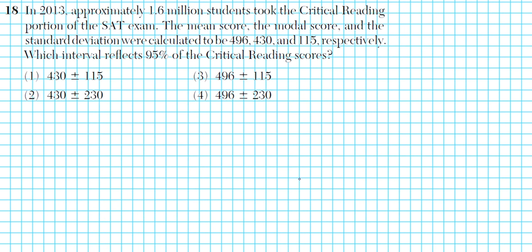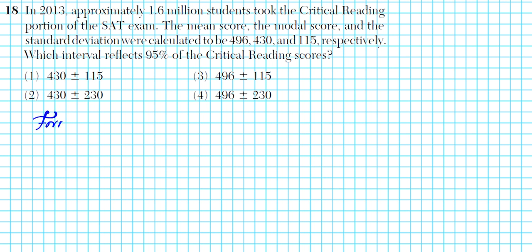Okay, let's take a look at question 18. It says, in 2013, approximately 1.6 million students took the critical reading portion of the SAT exam. The mean score, the modal score, and the standard deviation were calculated to be 496, 430, and 115 respectively. Question: which interval reflects 95% of the critical reading scores? So let's go ahead and write down a formula for the particular population using the normal curve.